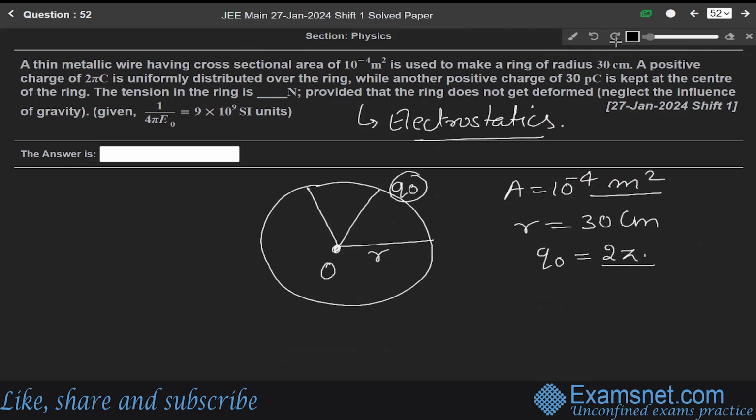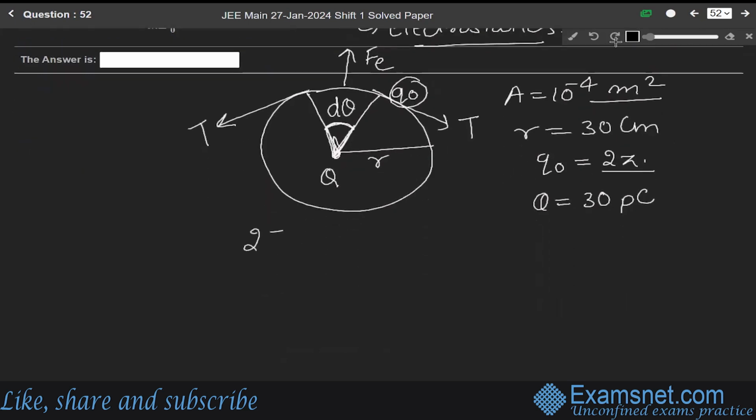Let the charge at the center be Q, say. So this Q will be equal to 30 picocoulomb, kept at the center of the ring. For the tension in the ring, let us say this is making a small angle. Suppose this tension T is acting in this direction and another tension T is acting in this direction, and force Fe is in the upward direction. So considering this d theta as the small element, we can write for a ring 2T sine d theta by 2 equals k q naught over r square lambda r d theta.